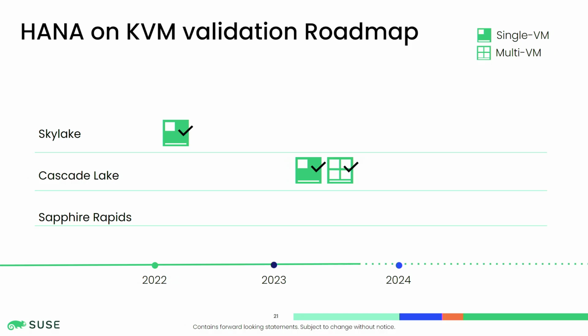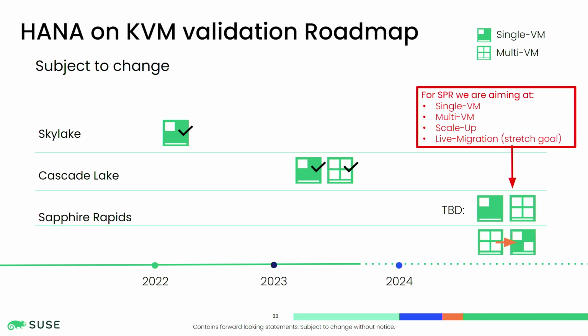Roadmap and outlook. This is how it looks currently. We have validated single VM scenarios on the Skylake CPU architecture, and we have validated single VM scenarios and multi-VM scenarios on the Cascade Lake CPU architecture. This is the outlook. For the Sapphire Rapids CPU architecture, we are aiming at single VM scenarios and multi-VM scenarios, both scale up only, and live migration as a stretch goal.